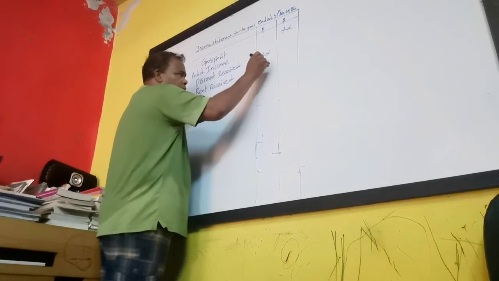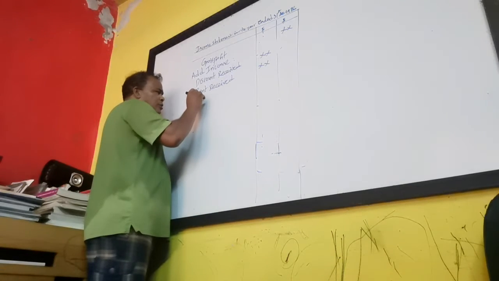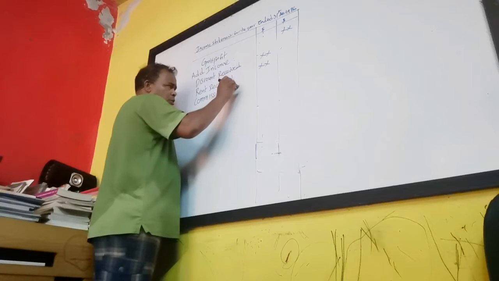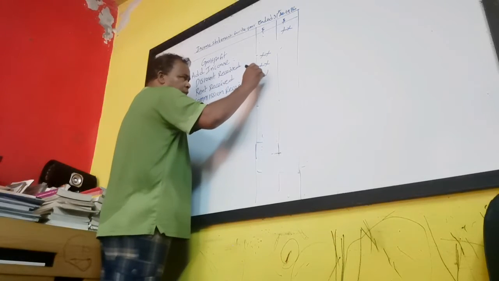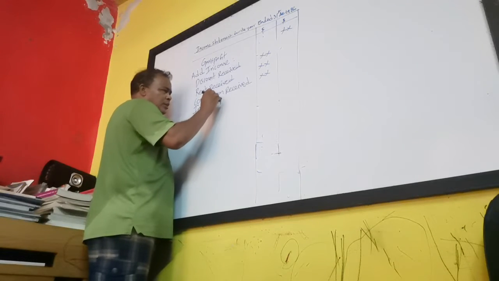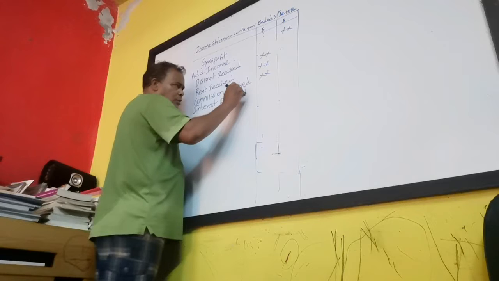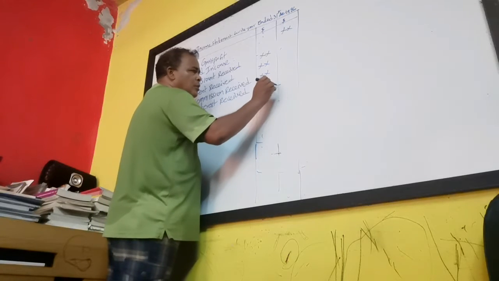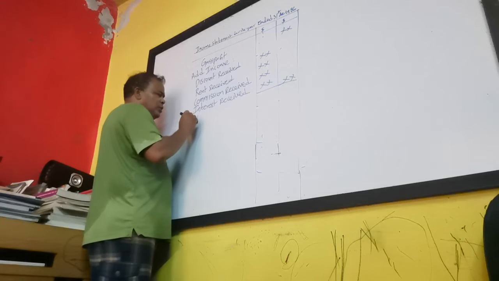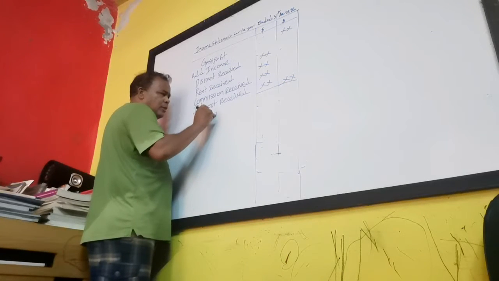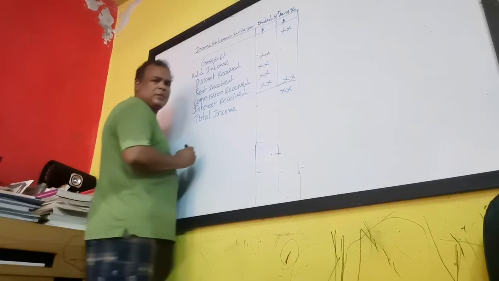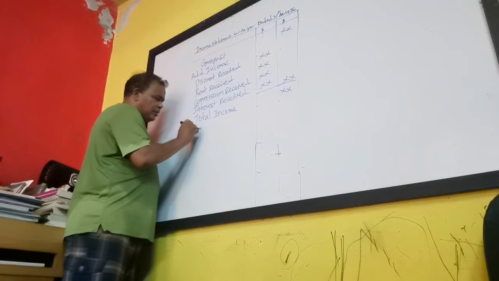Commission received, still in the first column. We have interest received; it depends on the question. Then we get a total. We put it here: gross profit, add income. This will give us total income. We put it here. And then we less expenses.